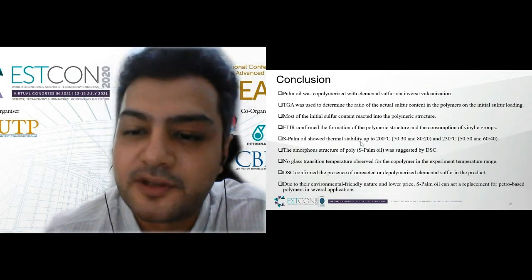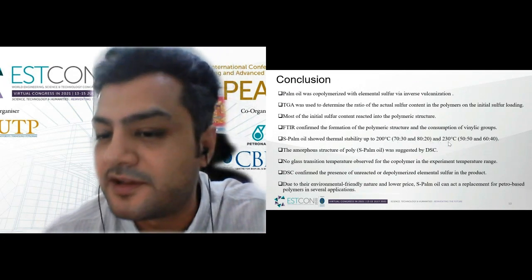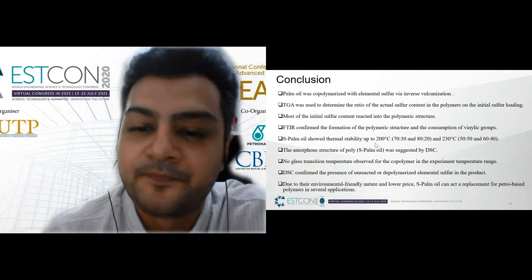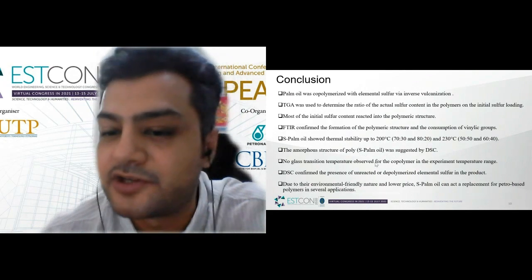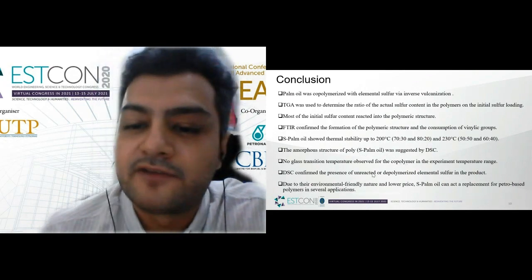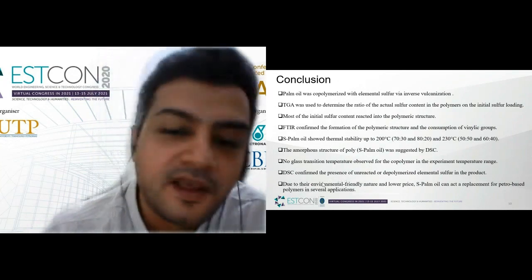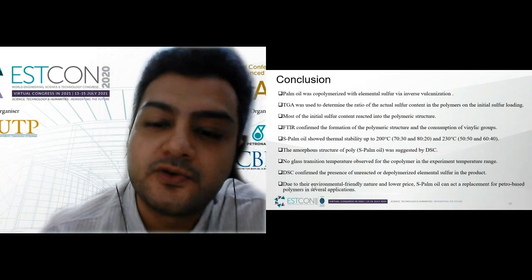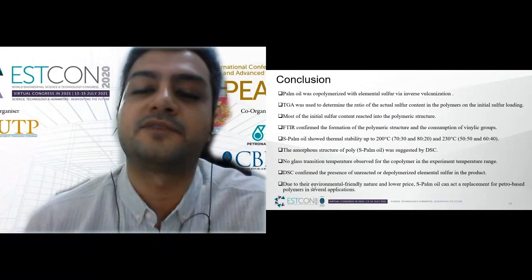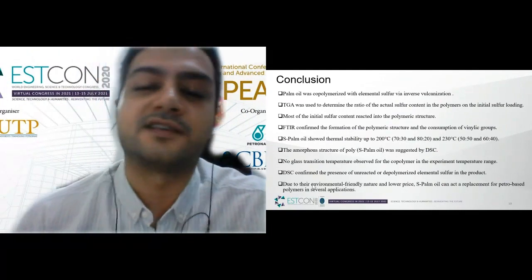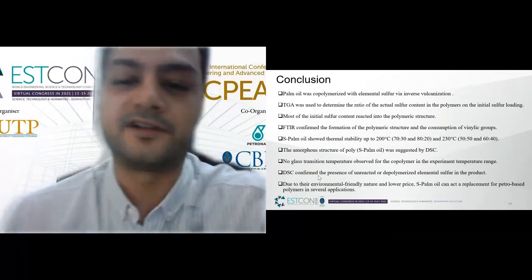S-palm oil showed thermal stability up to 200 degrees Celsius for 70/30 and 80/20, and 230 degrees Celsius for 50/50 and 60/40. The amorphous structure of the polyester palm oil was suggested by DSC, and no glass transition temperature was observed for the copolymer. DSC confirmed the presence of some unreacted or depolymerized elemental sulfur in the product. And finally, due to their environmentally friendly nature and low price, S-palm oil can act as a replacement for petroleum-based polymers in several applications, such as, let's say, heavy metal removal, insulation, or even slow-release fertilizers.